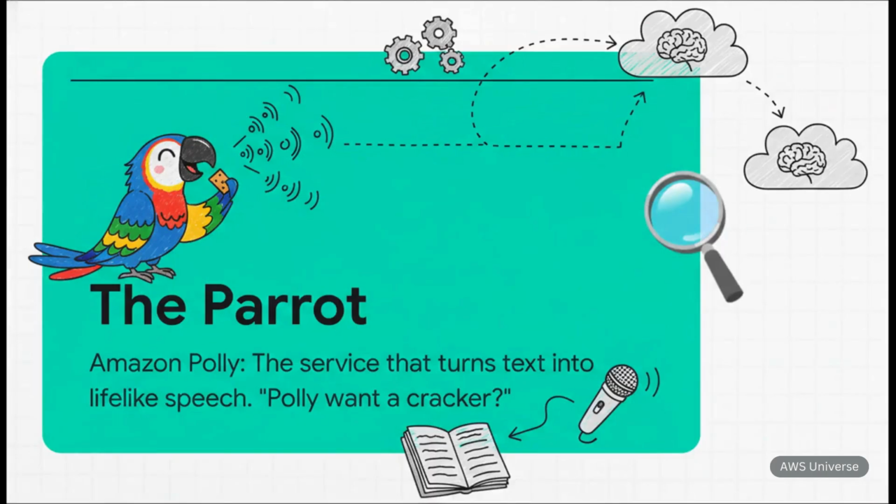But it's not all serious data crunching in the Intelligence Hub. There are some fun, creative tools too. Take Amazon Polly. We like to call it the Parrot. It's a really simple but powerful service that just turns text into incredibly lifelike speech. Polly want a cracker?